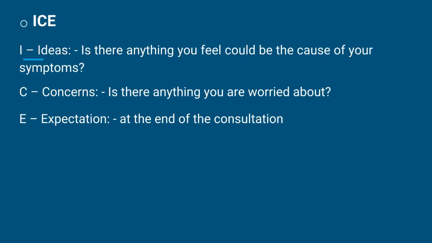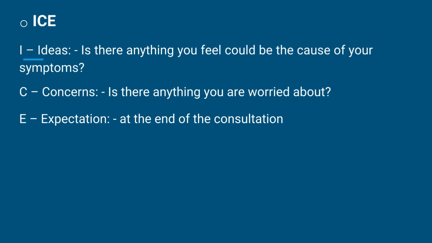Moving on, ICE is one of the most important things which helps you score well in your IPS. All right. So I stands for ideas. Is there anything you feel could be wrong or could be causing your symptoms? Do you have any concerns which you might be worried about? And then expectations. Ask about the expectation towards the end of the consultation.